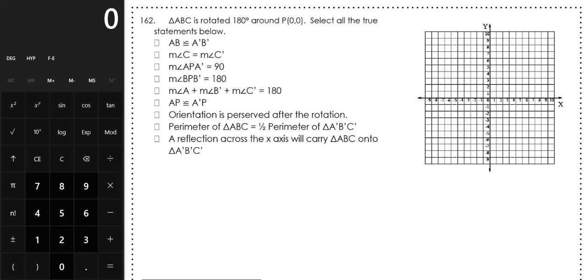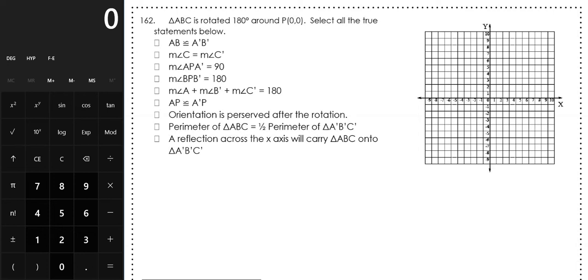Page 33, number 162. Triangle ABC is rotated 180 degrees around point P, 0, 0. Select all the true statements below. Now it says the triangle ABC, but we have no triangle graphed and we have no coordinates.